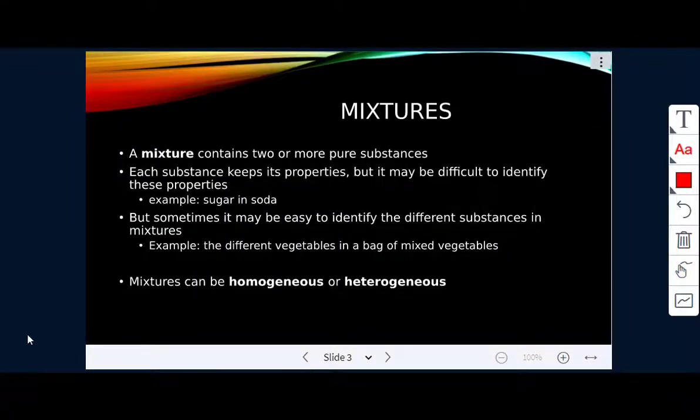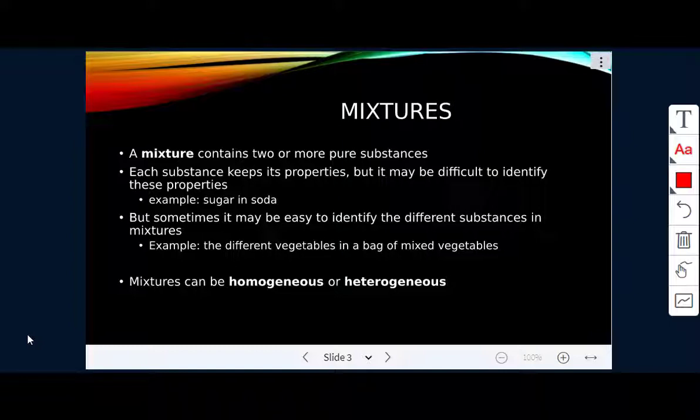Then we get into mixtures. A mixture is going to contain 2 or more pure substances. Each substance keeps its properties, but it may be difficult to identify these properties. So for example, there's sugar in soda. So that sugar in soda, it's still going to keep its properties, but because it's dissolved together, it's harder to identify each substance. Sometimes it may be easy to identify the different substances in the mixtures. For example, if you have a bag of mixed vegetables, you can clearly see the different vegetables in the bag.